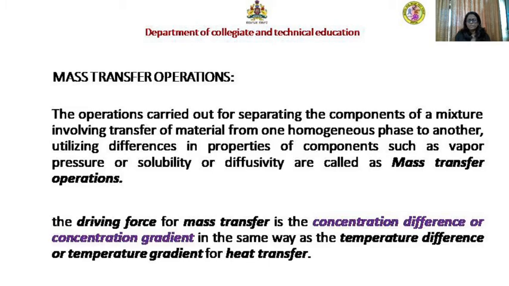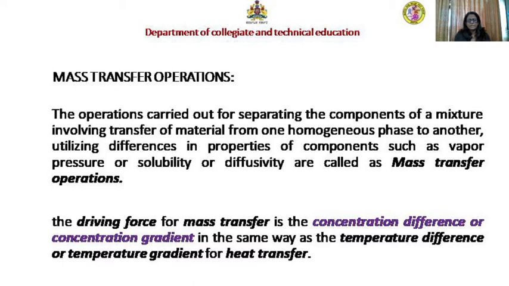So what are mass transfer operations? All of you are familiar with the unit operations concept, right? What are unit operations? The operations in a process where the material is undergoing some form of the required physical change. Mass transfer operations are one type of unit operations which are carried out for separating the components of a mixture involving a transfer of material from one homogeneous phase to another, utilizing the differences in physical properties such as vapor pressure, solubility, diffusivity, etc. These are called mass transfer operations.